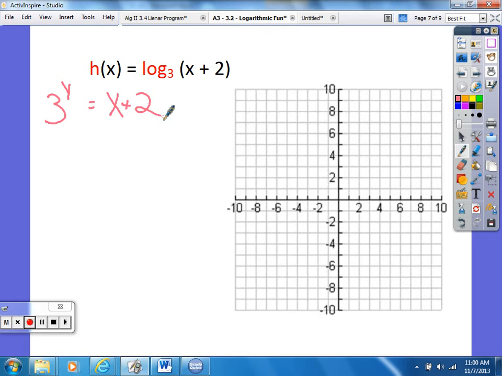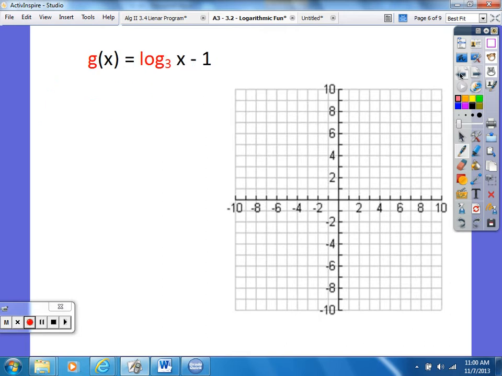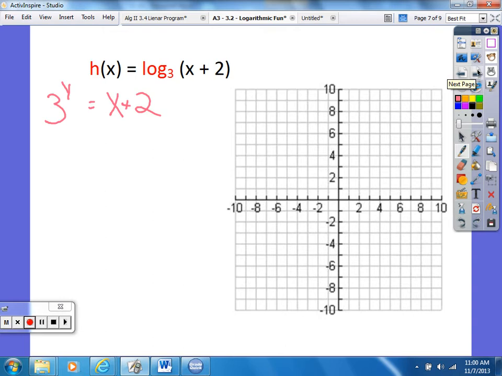Because I don't need to move that 2 over like the other one. See how on this one, it didn't have the parentheses, did it? So the log didn't go with the 1. On this one, it does go with the 2. So, does it go over to the other side? Let's move it to the other side. No. No.